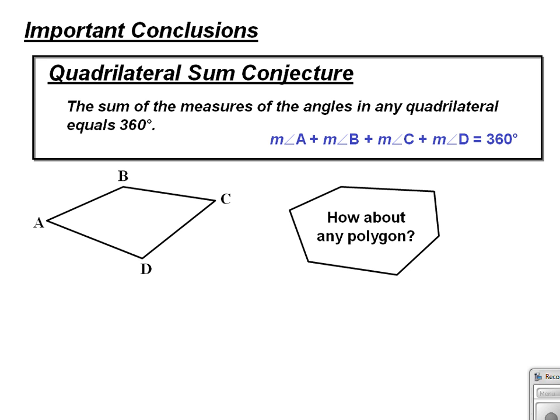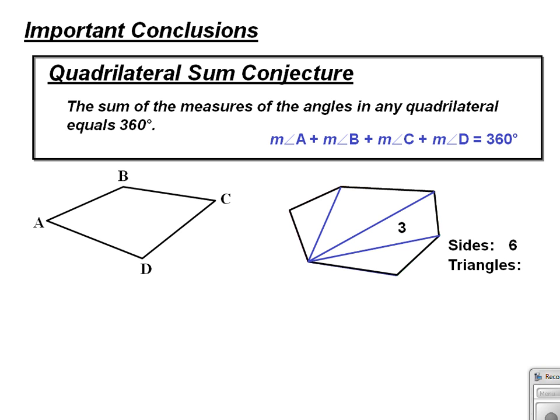Let's look at this polygon, for example. Notice that there's actually 1, 2, 3, 4, 5, 6 sides. So it's a hexagon, a 6-sided polygon. And we could actually divide it up into 4 different triangles: 1, 2, 3, 4. So just like the previous exercise with that quadrilateral where we could divide it up into 2 triangles, this hexagon we could divide up into 4 triangles.